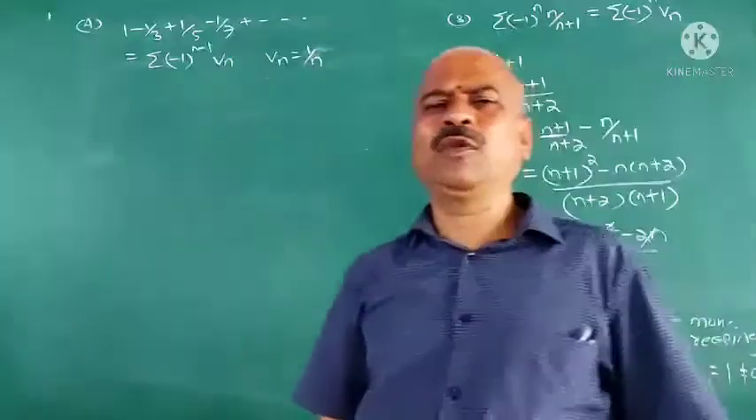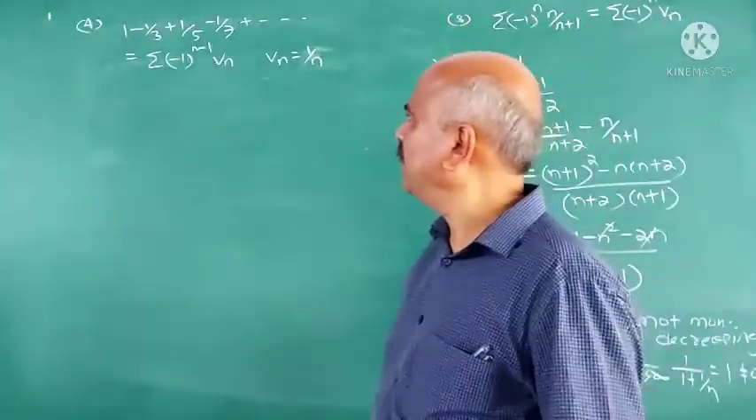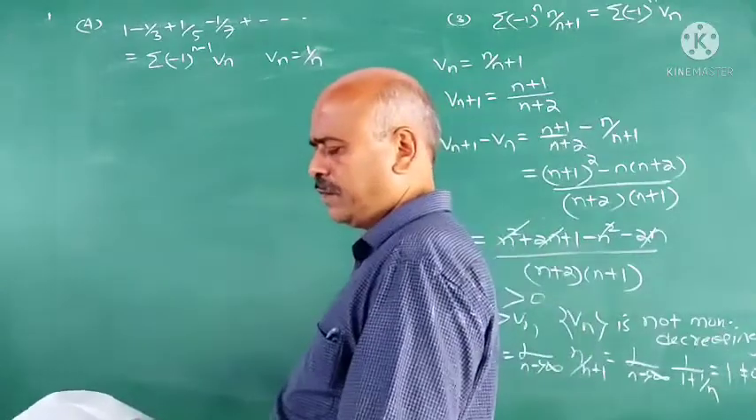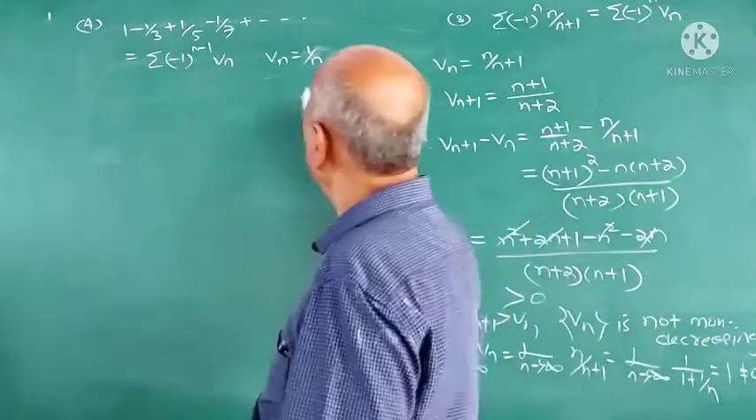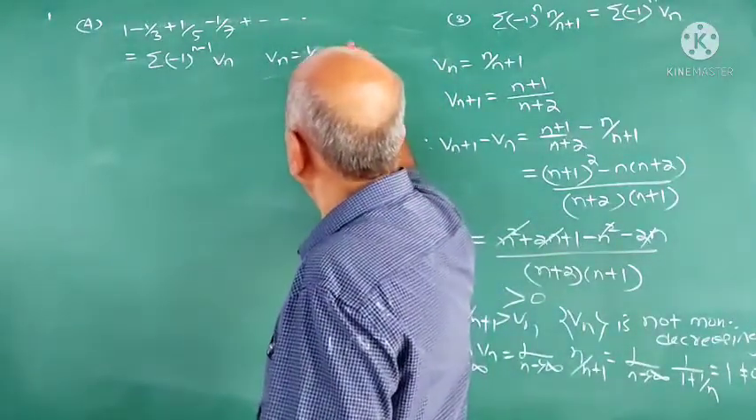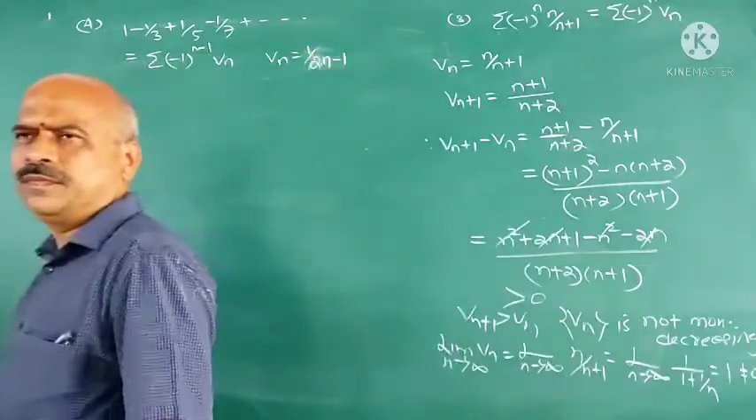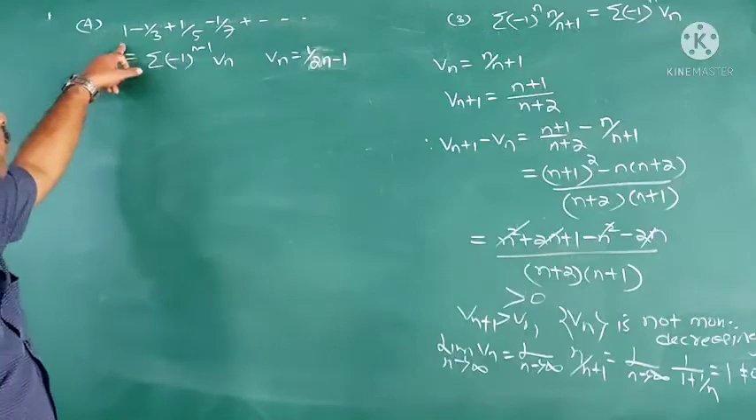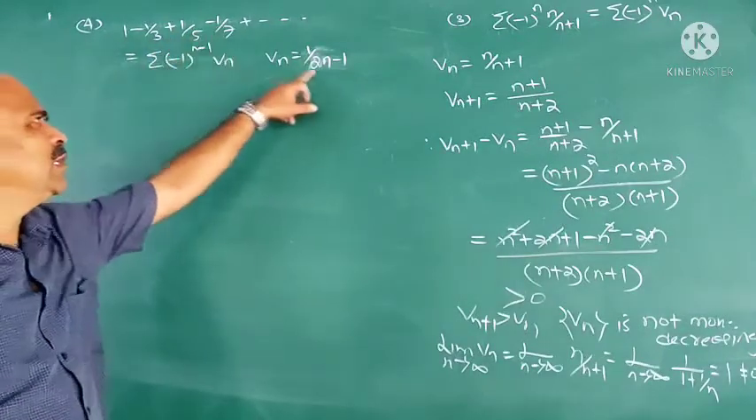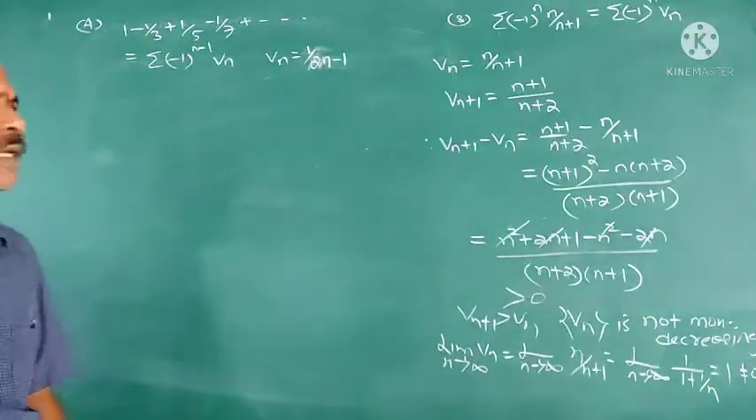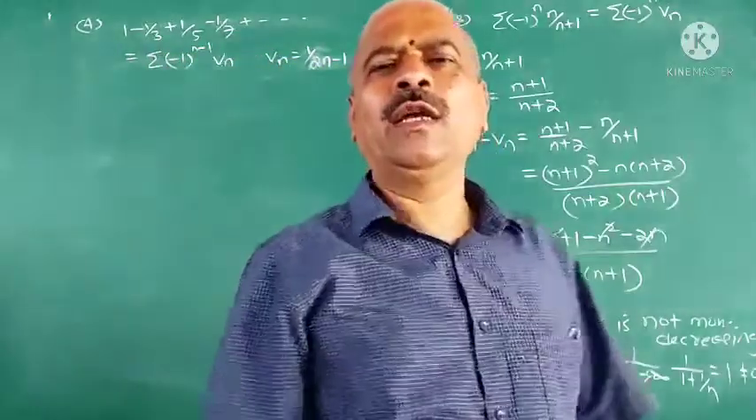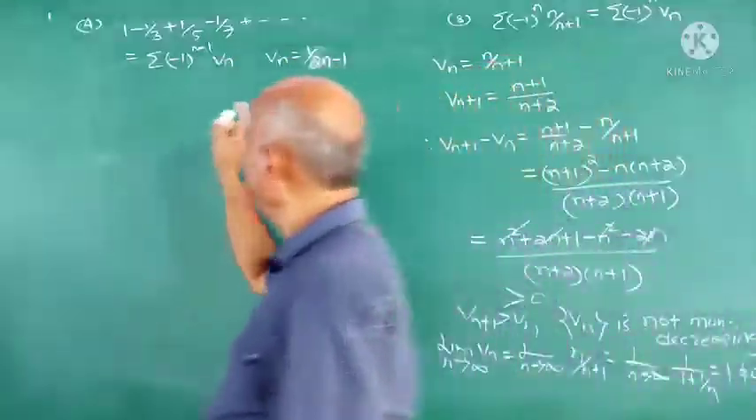Vn is a sequence of positive terms here. Vn is 1 by n. Is it 1 by n? I think it is 1 upon 2n minus 1, not n. Now it is correct, because 1 upon 1, 3, 5, 7 is 2n minus 1. So now it is in the standard form: minus 1 raised to n minus 1 Vn, where Vn is 1 upon 2n minus 1.